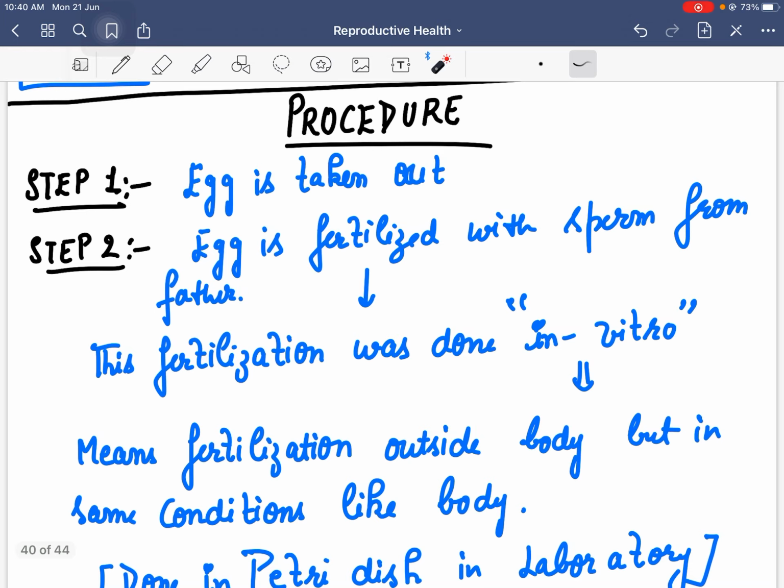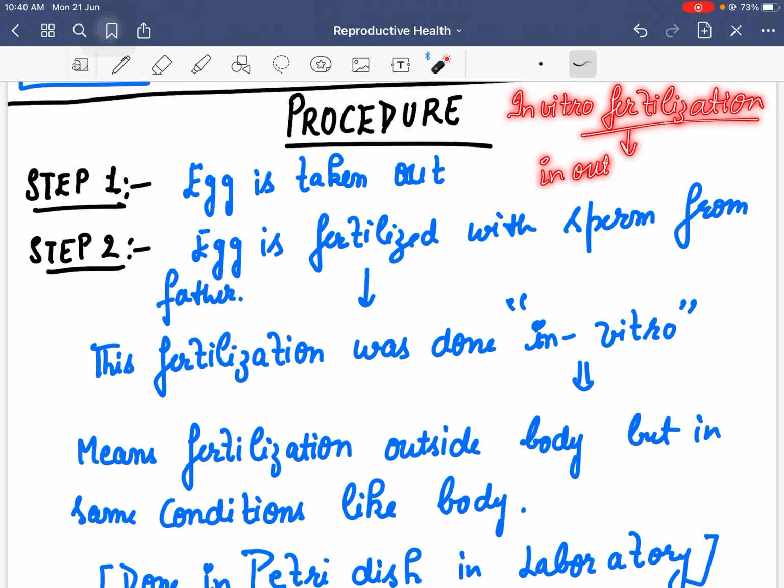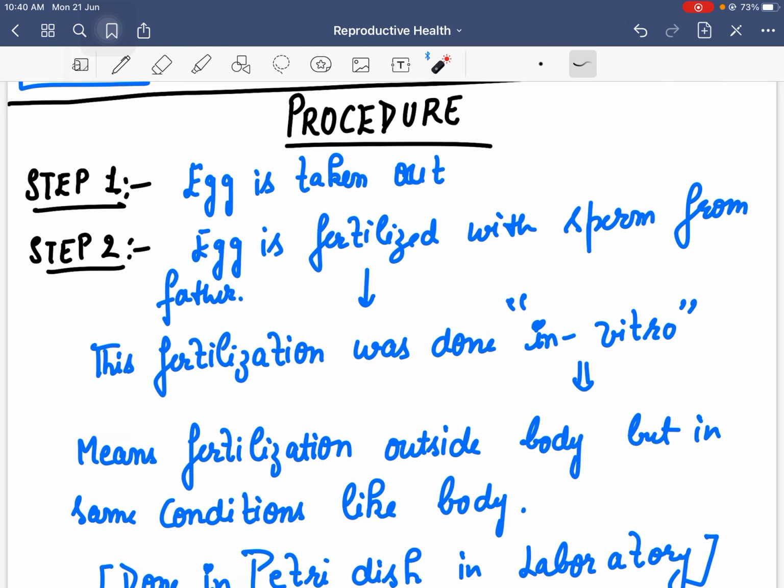So now, how is this procedure done? It is an in vitro fertilization technique. It means we are proceeding with the fertilization in outside conditions, outside the body, which means in the laboratory. So first, the egg is taken out from the mother, and this egg is fertilized with the sperm from the father in the laboratory condition.